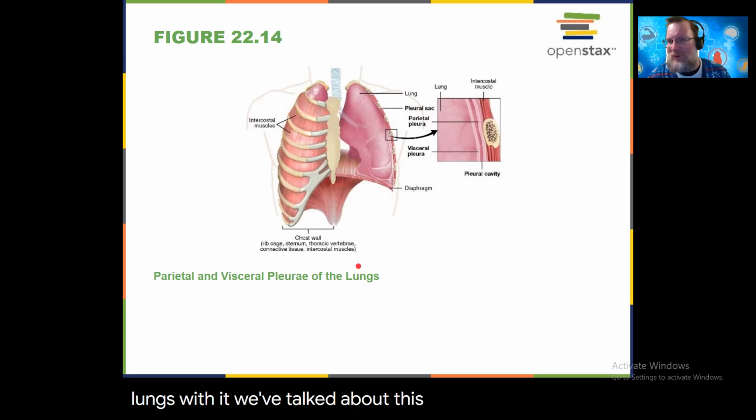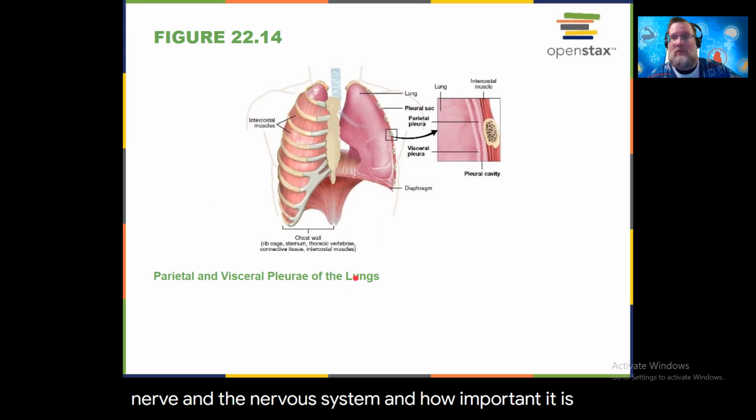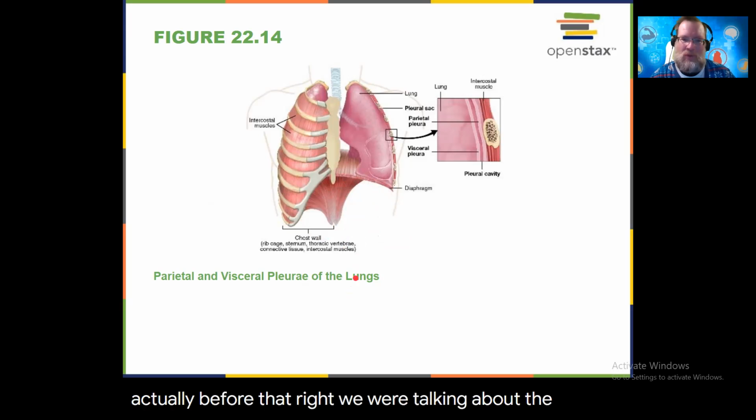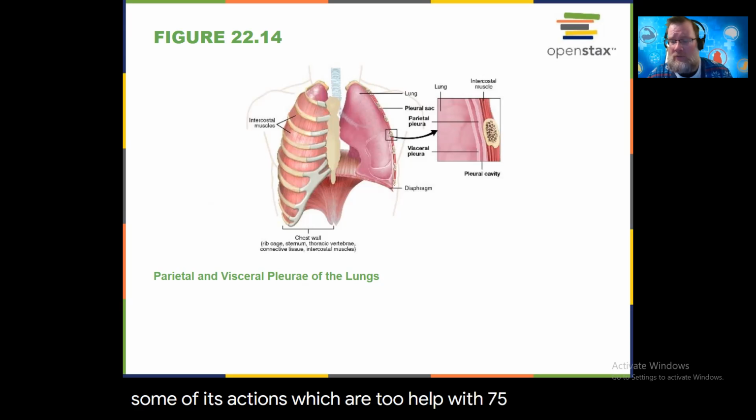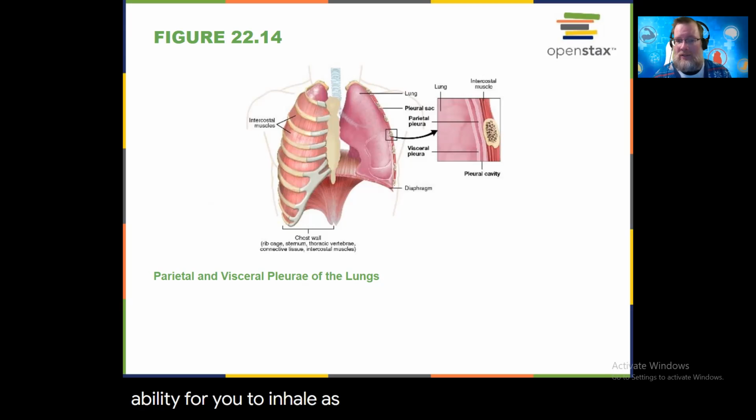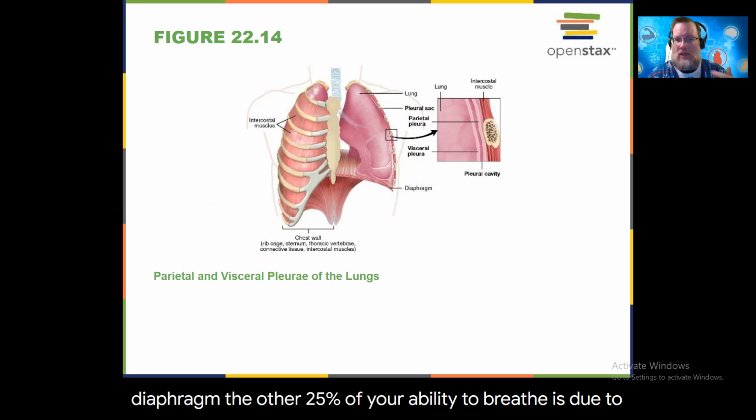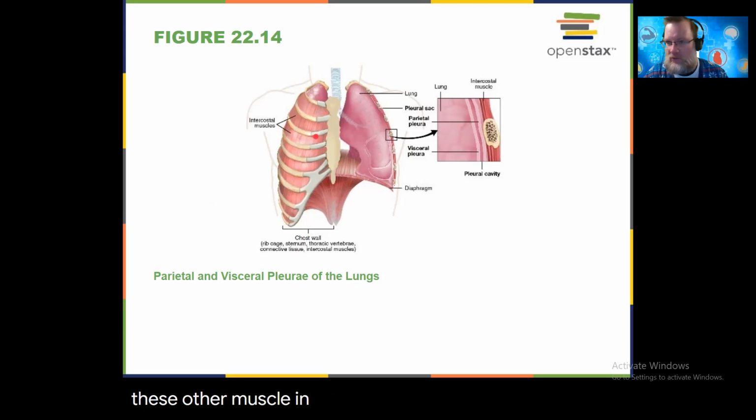We've talked about this before. We started talking about it way back when we were doing the phrenic nerve and the nervous system and how important it is. Actually, even before that, right? We were talking about the diaphragm and we were doing skeletal muscles and some of its actions, which are to help with 75% of the ability for you to inhale is because of the presence of the diaphragm. The other 25% of your ability to breathe is due to these other muscles, the intercostal muscles. We have a few other scalenes and so anyway, you've seen diaphragm all the way back to skeletal muscles.